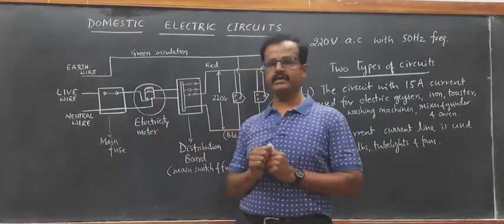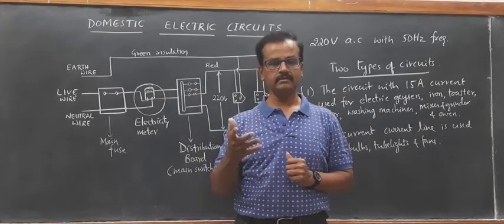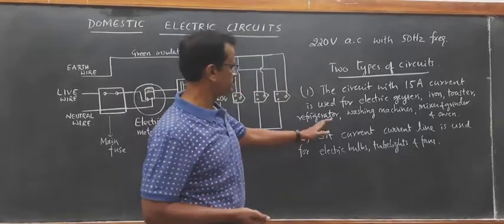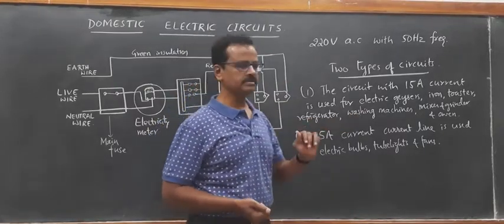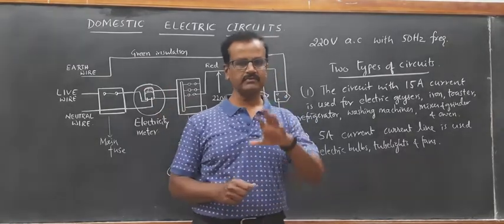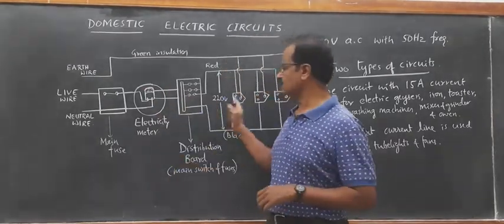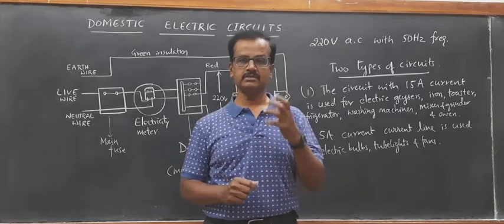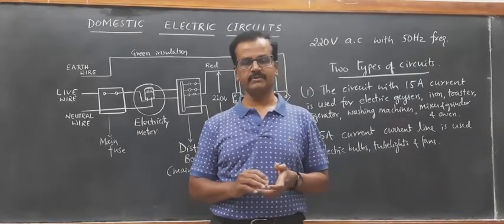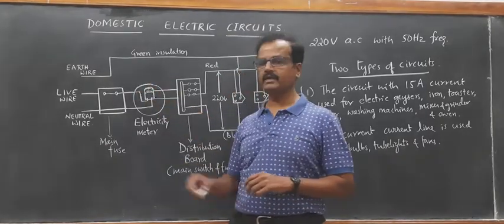In case earth wire is not connected, then the person who is using an electric iron or any kind of these, refrigerator, washing machines will be at a very great risk. If the earthing wire is not functioning, if the earthing wire is not there in the circuit, then the person will get a severe electric shock. So for the safety purpose, earth wire is used.